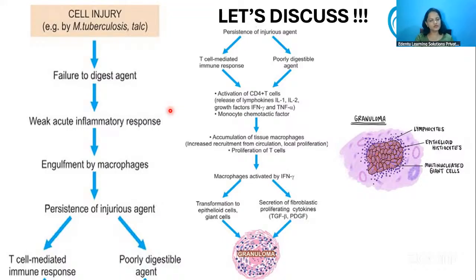In the granuloma, you'll be able to see lots of inflammatory cells: macrophages, epithelioid cells, lymphocytes, and multinucleated giant cells. At the surroundings, you will see lots of fibers and blood vessels. In the center, sometimes in a long-standing granuloma, necrosis can also be seen. So I think you got an idea about the granuloma formation, and this is the pathogenesis behind the granuloma.